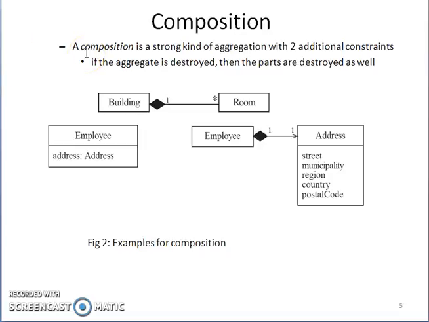Then this is a specialized form of aggregation, composition. A composition is a strong kind of aggregation with two additional constraints. If the aggregate is destroyed, then the parts are also destroyed. Then that particular aggregation becomes composition. So it is a solid rhombus.